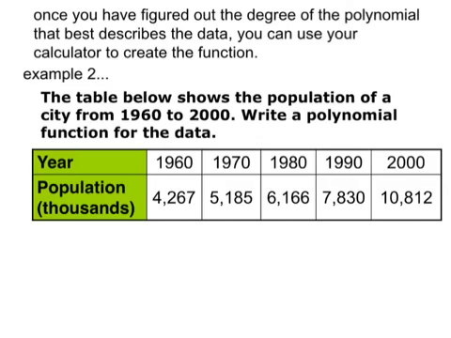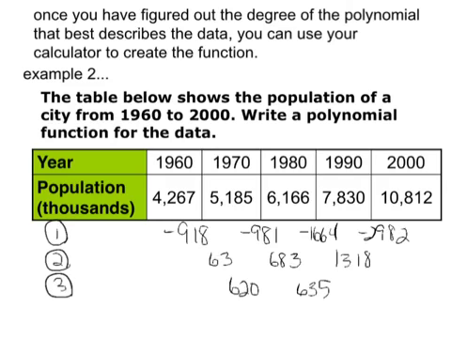Alright, next example. Once you've figured out the degree of the polynomial that best describes the data, you can use your calculator to create the function. So here, the table below shows the population of a city from 1960 to 2000. We're going to write a polynomial function for the data. The first thing we need to do is find the finite differences of the y values. We need to see what degree it is. So I'm going to go ahead and push pause and do a lot of subtraction, and I'll push play in a second. So what you see here, the first differences, the second differences, and the third differences. And here with the third differences, we are going to say this is close enough, and take this as a cubic polynomial.